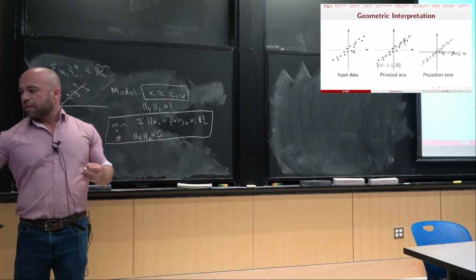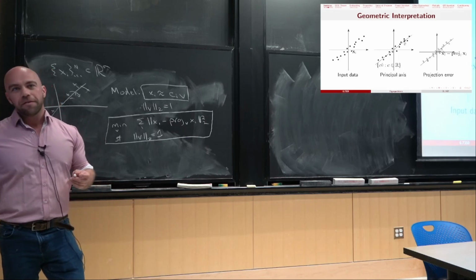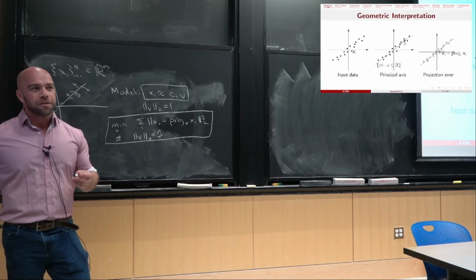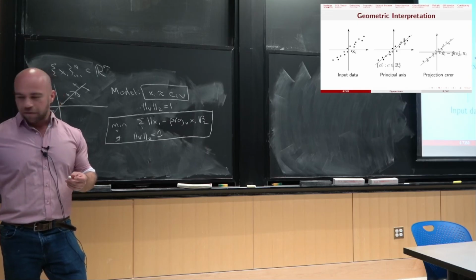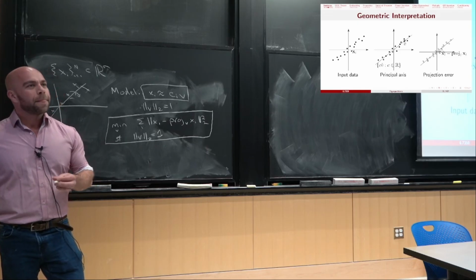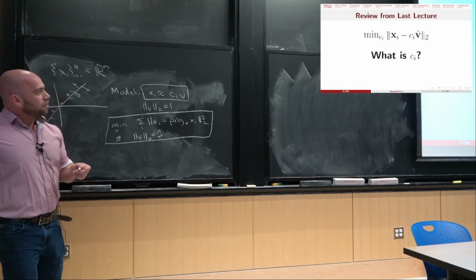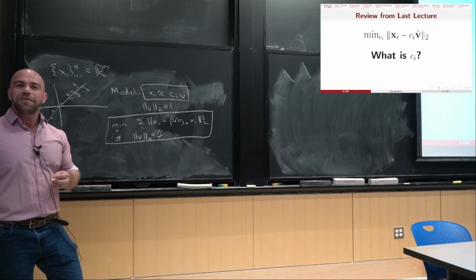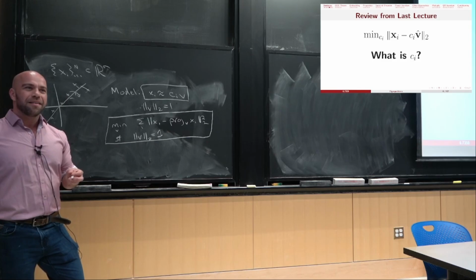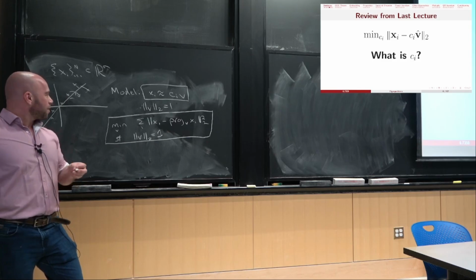So here's our pictorial version of this story. We'll also come back later to the version where there's more than one principal axis, but for now we'll just consider one. So here's our optimization problem in a different language, which is c_i. Conveniently, in our previous lecture, we derived a formula for c_i. Does anybody remember what it is? It's quite simple in this case because v is unit length.